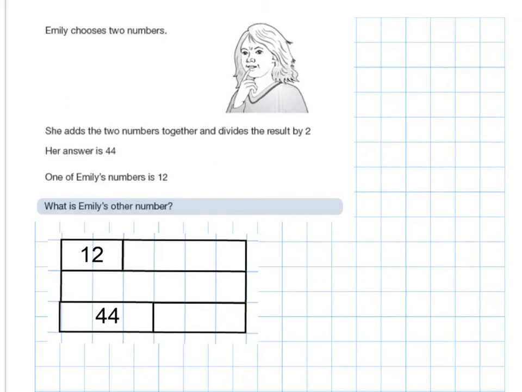And we've got Emily this week, and she's thinking of 2 numbers. She adds the 2 numbers together and divides the result by 2, and her answer is 44. One of her numbers is 12. What is Emily's other number?